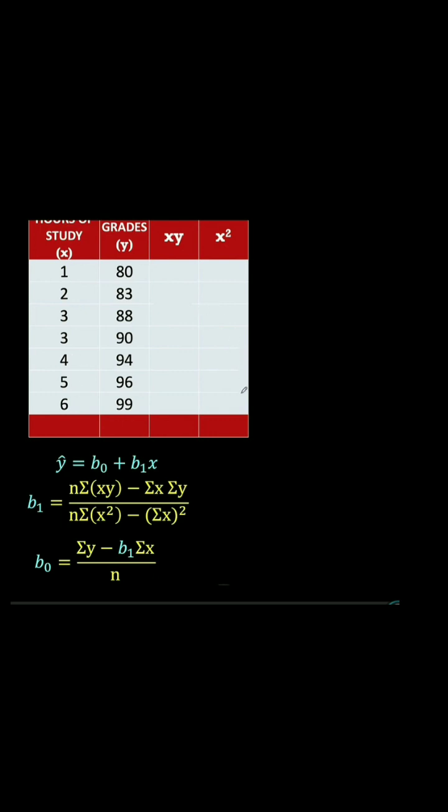So let's perform now the computation. 1 times 80 is 80, 2 times 83 is 166, and let's continue the multiplication. Then for the x squared, you square 1 to get 1 squared or 1, 2 squared is 4, 3 squared is 9, 3 squared again is 9, 4 squared is 16, 5 squared is 25, and 6 squared is 36. Then let's get the sum of the column x to get sigma x, get the sum of column y, get the sum of the column xy, and get the sum of this column x squared.